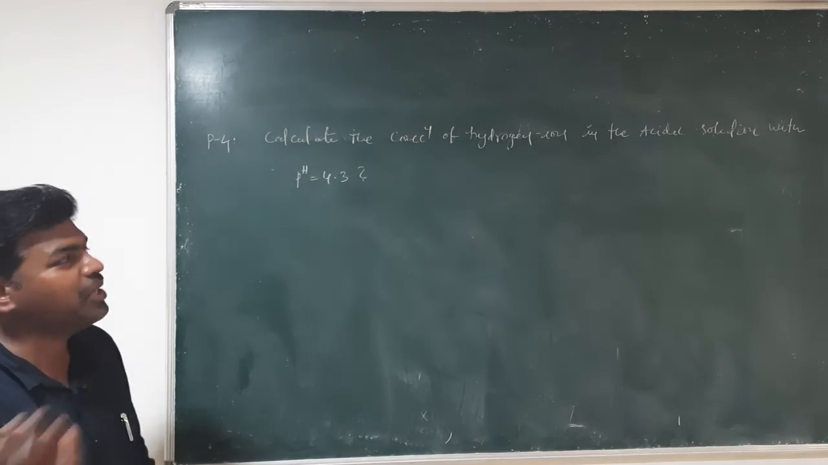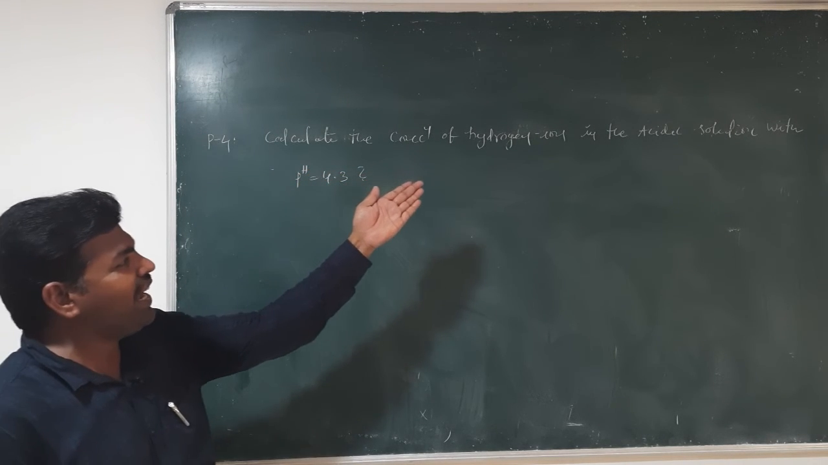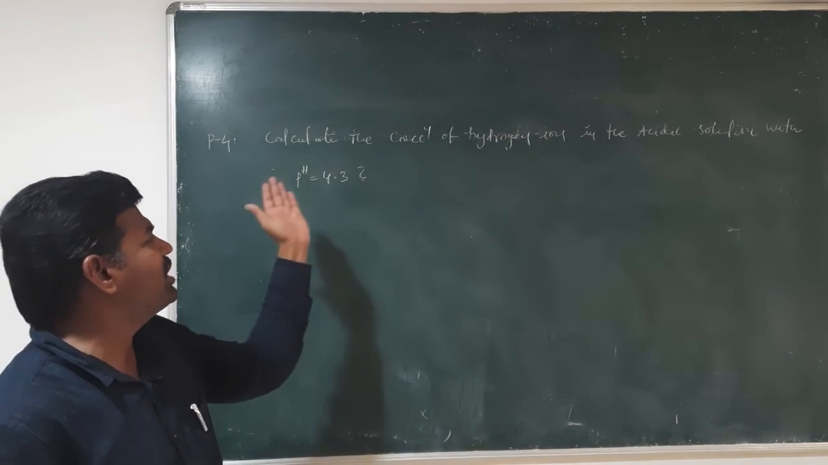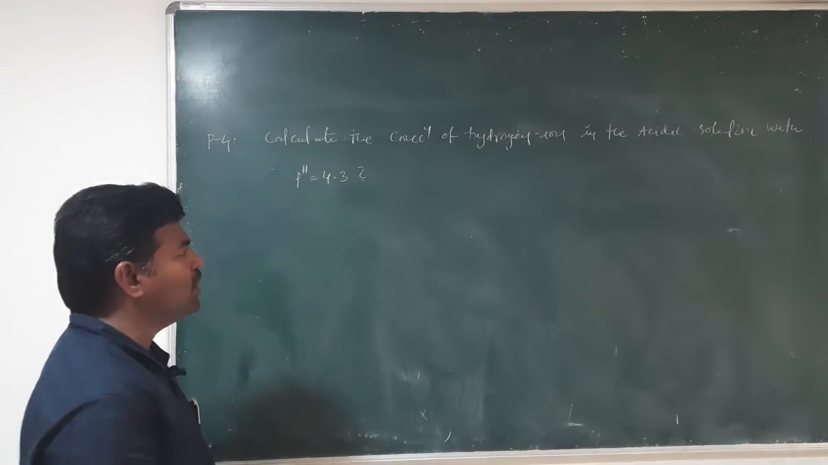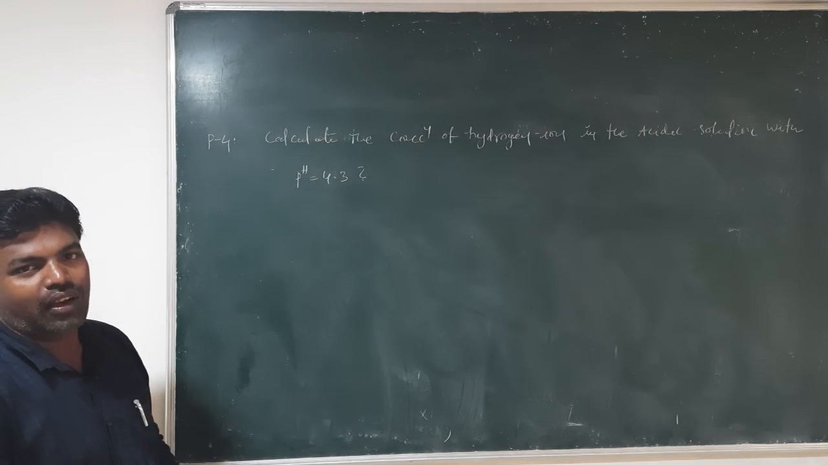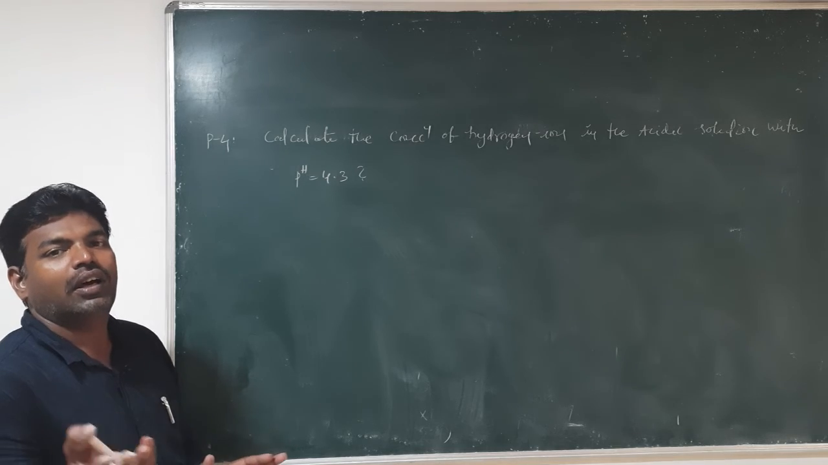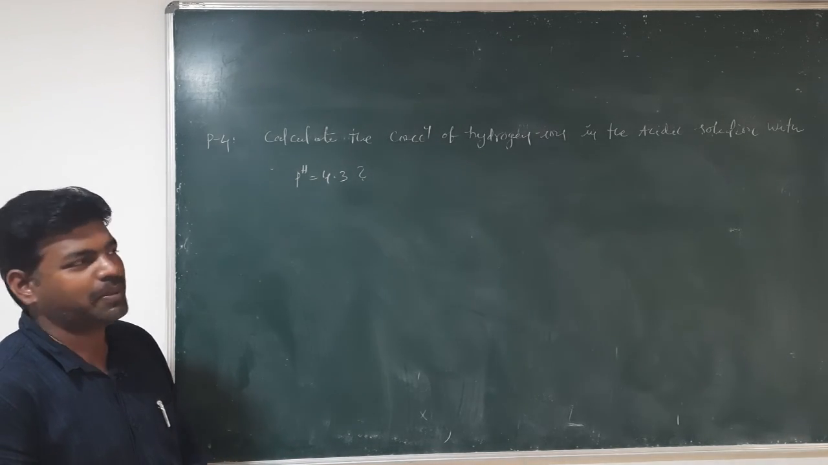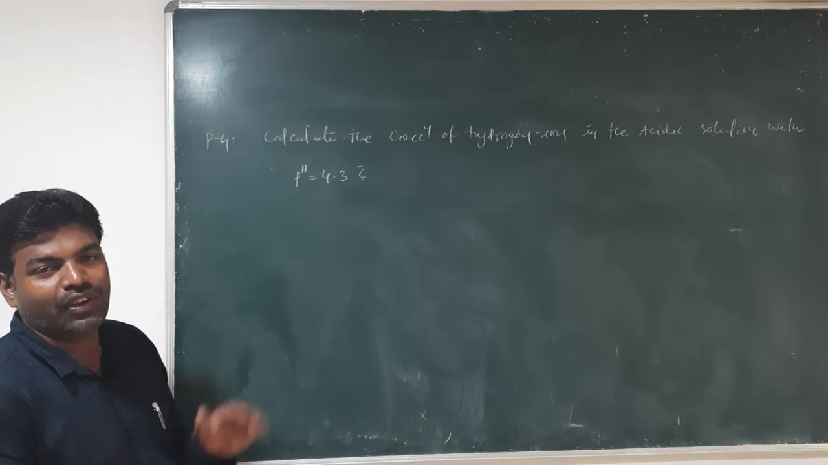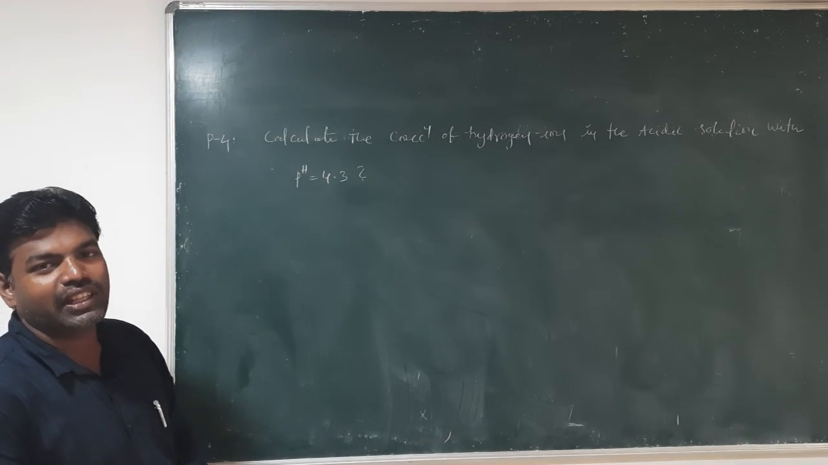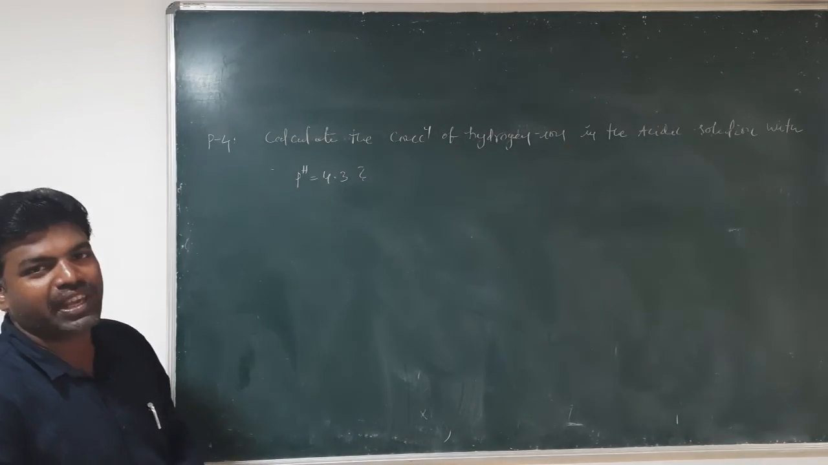Okay, and here is problem 4: calculate the concentration of hydrogen ions in an acidic solution with pH equal to 4.3. So here it is the reverse calculation. Up to this problem we calculated the pH based on the value of the concentration of H plus ions, but here we are going to calculate the concentration of H plus ions with the use of the pH value.